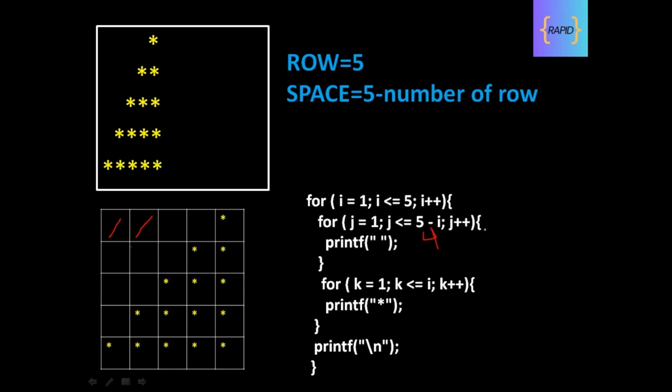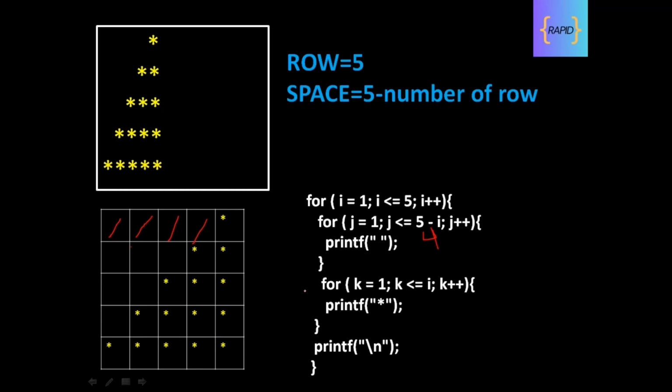Again it will increment j by 1 and now j is 3, but the condition is still true. It will print one more space. And again it will increment j by 1 and j is 4. It is true, so it will print one space. Now j will be incremented by 1 and j is 5. And now this condition is false. So we exit this loop and we enter this loop.